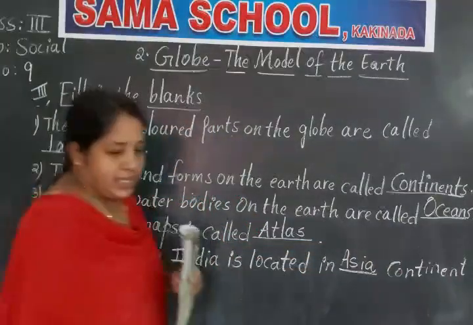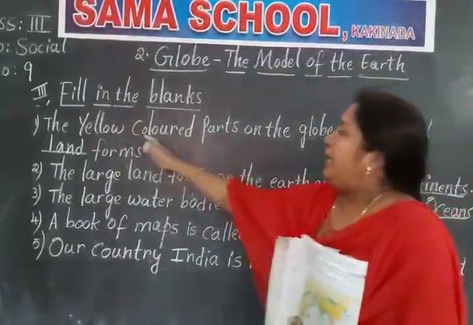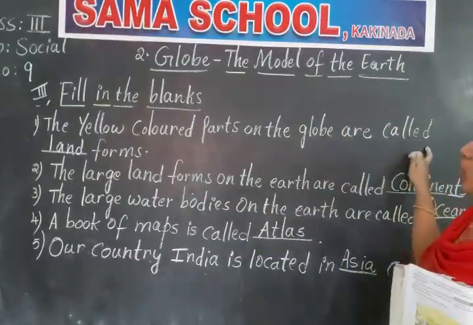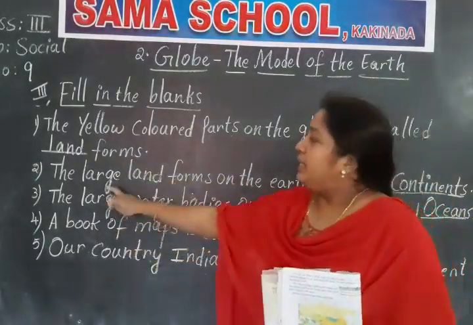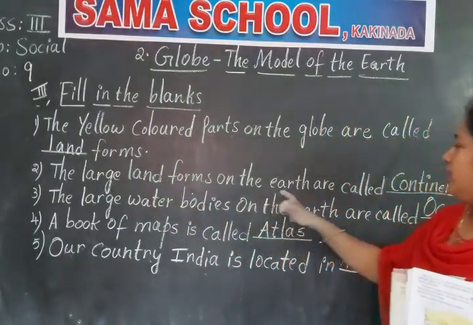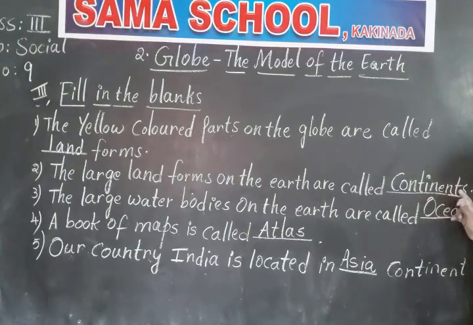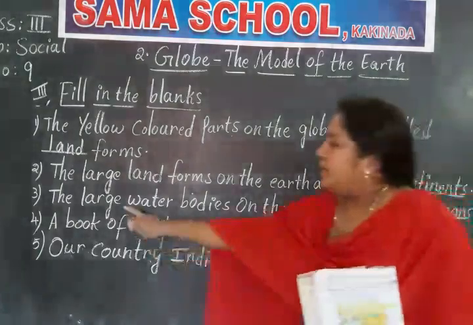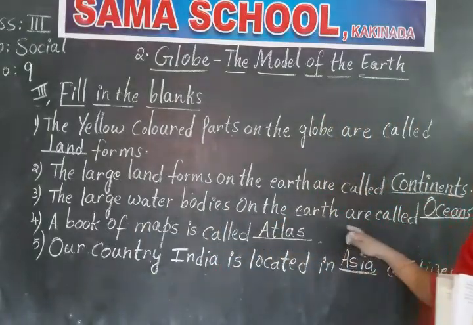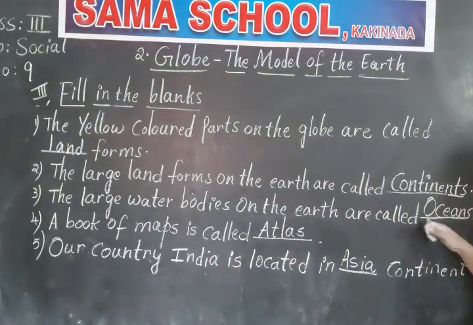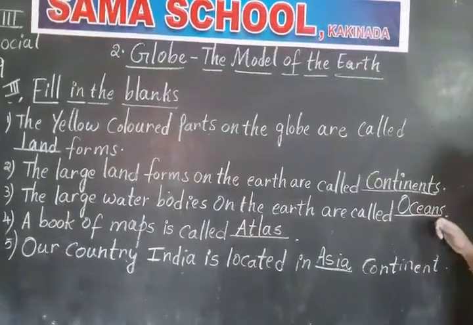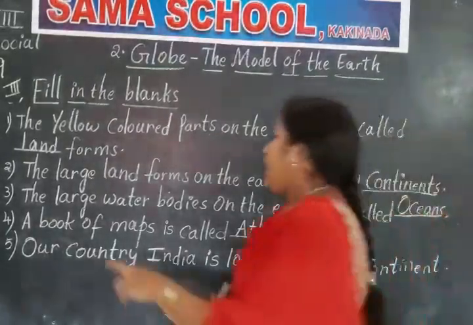Okay, children? See the first one again. The yellow colored parts on the globe are called landforms. Next one. The large landforms on the earth are called continents. C-O-N-T-I-N-E-N-T-S. Continents. Next, the large water bodies on the earth are called oceans. O-C-E-A-N-S. Oceans.